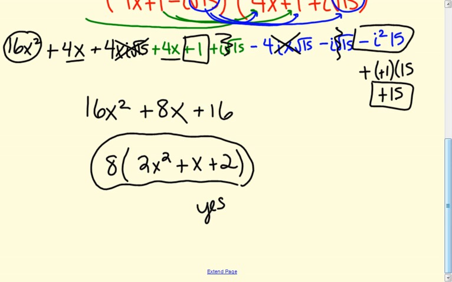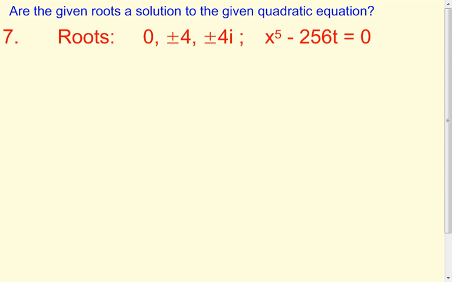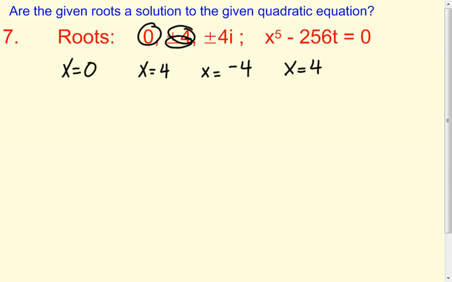Okay? All right. Last problem right here, and by the way, you might want to look at just the very end of the last problem if you fast forwarded. You might want to look at the end of number 6 really quick. Otherwise, here's number 7. And this one has 5 roots to it, so we have to be careful. So one of the roots right here is x equals 0. That's no problem. Another root, you'll have x equals positive 4, and then x equals negative 4. And then, of course, x equals positive 4i, and x equals negative 4i.